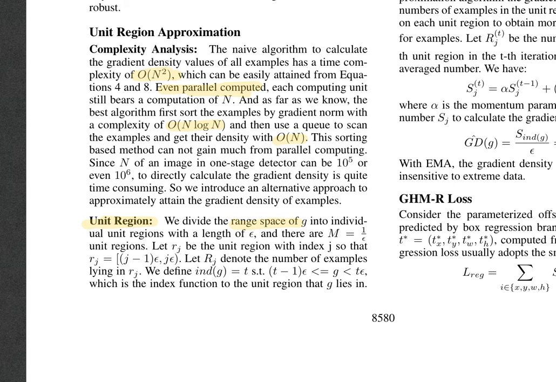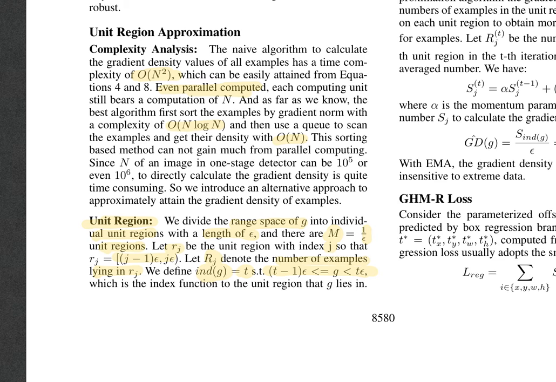They divide the range of space of g into individual unit regions with a length of epsilon. So there's going to be 1 divided by epsilon equal to M unit regions, and Rj is going to be the unit region with index j. So this becomes this. And Rj with capital R denotes the number of examples that lie in that. So consider that the index corresponding to g is t. This means that g is in this span.